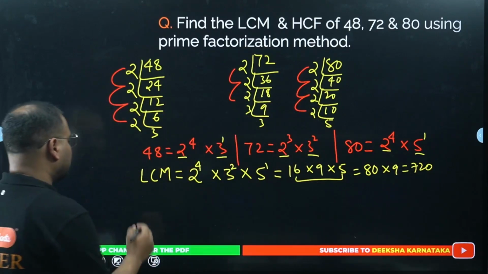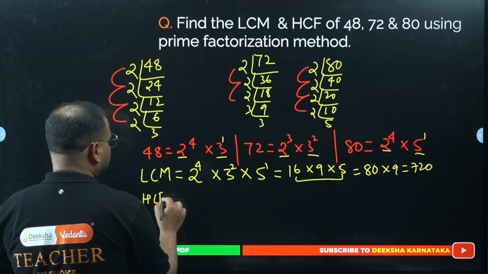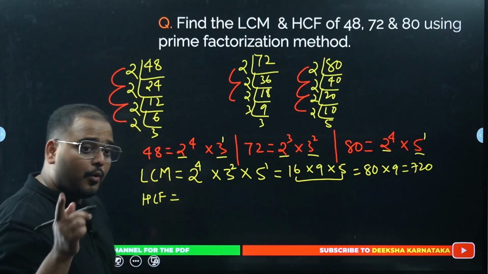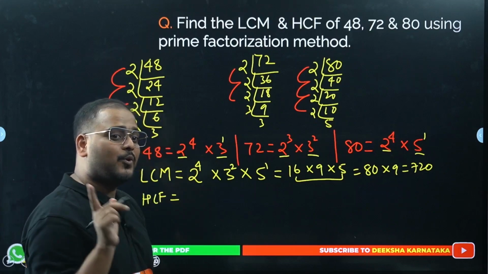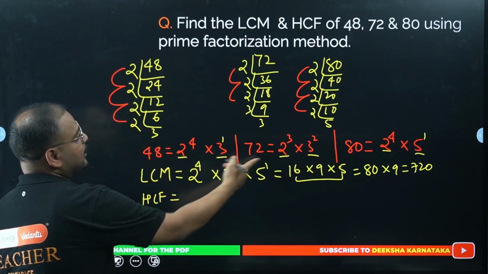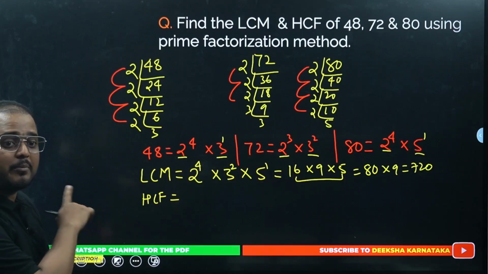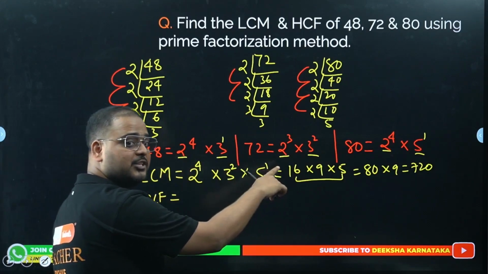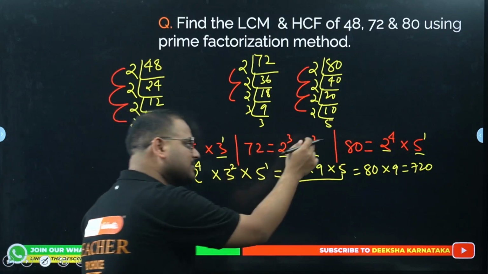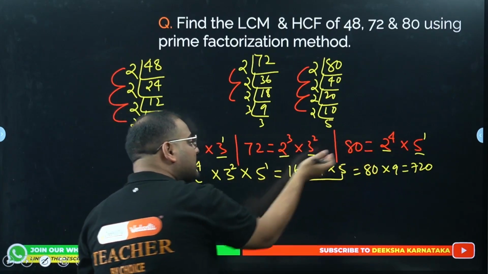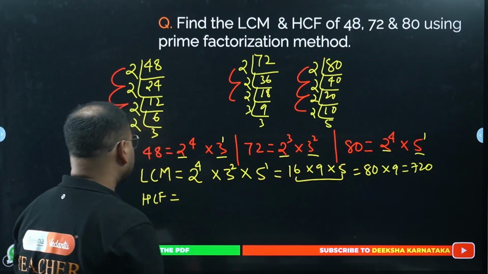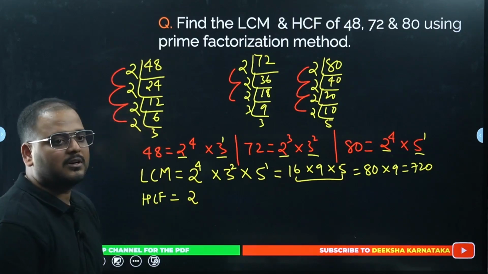What about HCF? Let's do it quickly. What is HCF? Only common factors with least power. The common factor is what? Only 2. 3 is not common between all the numbers. 3 is present in these 2, but in the last one it's missing. 5 is present there, but in these 2 it's missing. So 3 and 5 are gone. Only 2 is there. Least power of 2 is what?